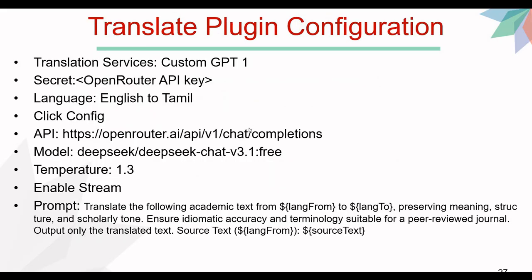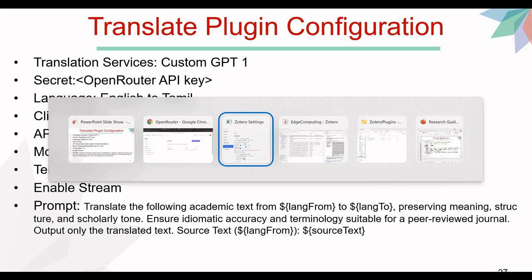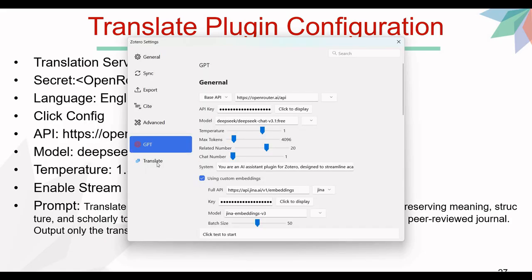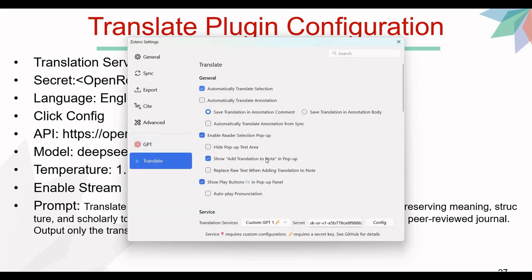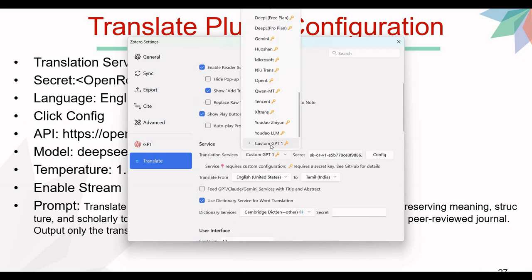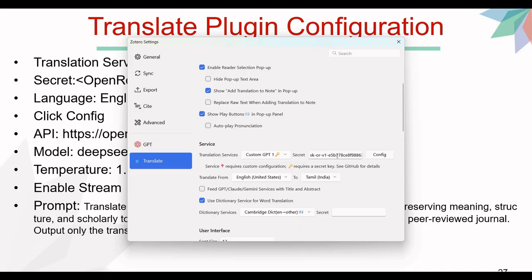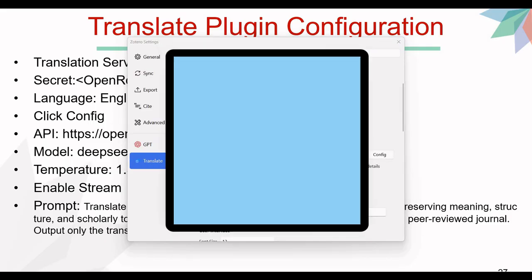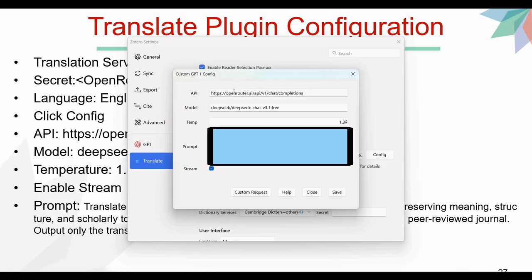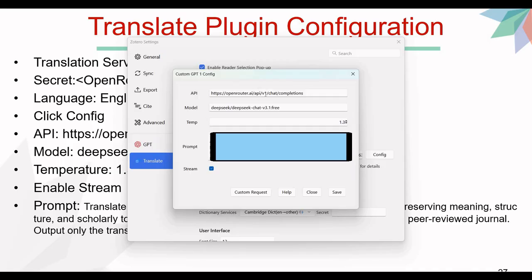The next step, we are going to configure the translate plugin. In my case, it is done, so I'm going to show you what settings you have to make. Go to translate and scroll all the way down. Here, choose custom GPT-1 and paste your OpenRouter API key, the one you copied just now. Then click on configure. Here you write this API, openrouter.ai/api/v1 and so on. And here is the model. I'm using the DeepSeek model here. You can change it to some other model.